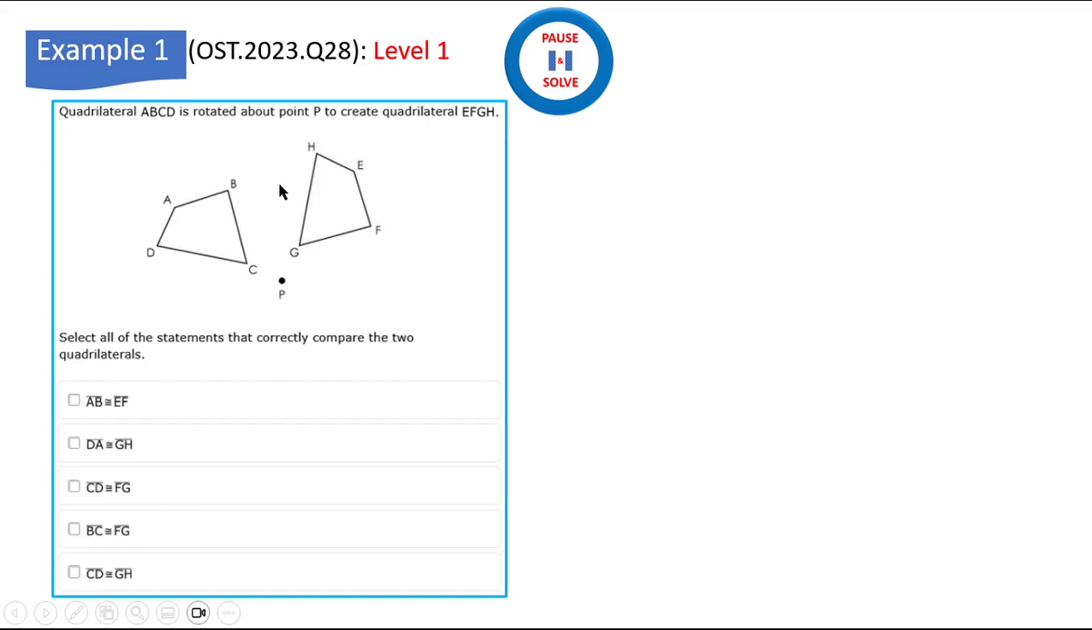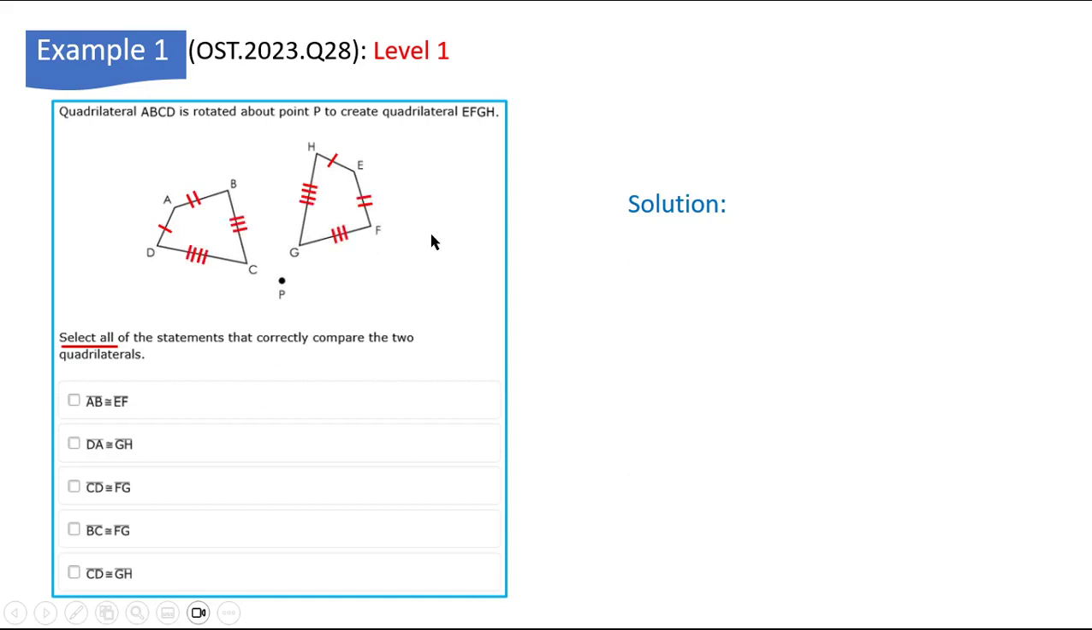Quadrilateral ABCD is rotated about point P to create quadrilateral EFGH. Select all of the statements that correctly compare the two quadrilaterals. When you read select all, that means there will be more than one possible answer here. So if I look at this here, I can start matching edges, matching sides. I see this one is clearly this, and this one is clearly this, and this. Now, once I do this, it's easy to see what's happening.